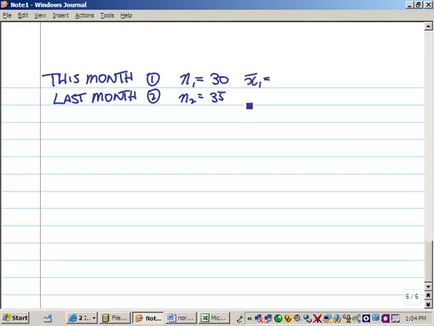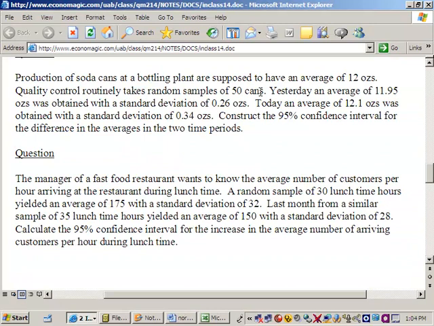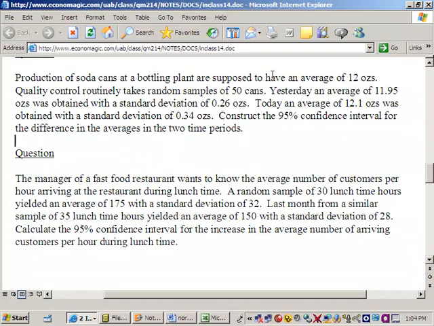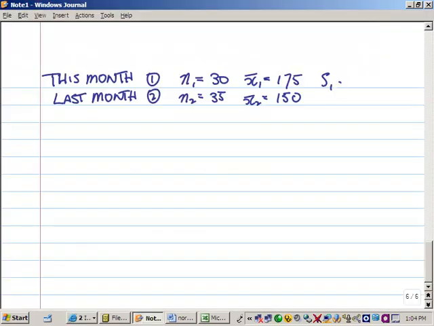We'll need our averages. The average from this month 175, last month 150. The difference there is 25. That's the increase. And standard deviations 32 and 28 respectively. And again, we're looking for a 95% confidence interval for the true difference.